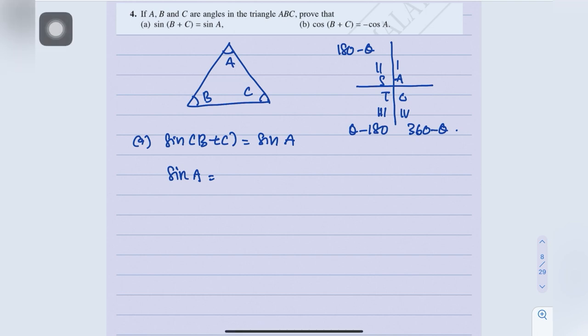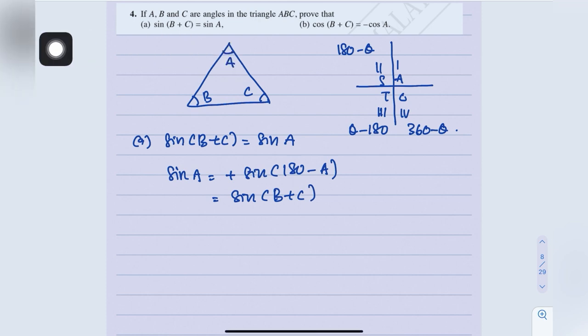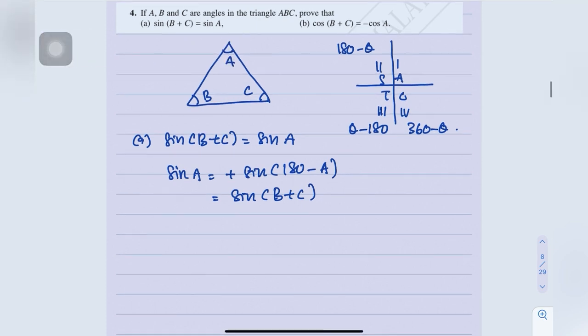Sine A. In a triangle, the total angle is 180, so we correspond to the angle in quadrant 2. Sine in quadrant 2 is positive, sine of 180 minus theta, which is A in this situation. You can see in this triangle the total angle is 180, so 180 minus A is actually B plus C. So this equals sine of B plus C. So, proven. Same as question B.